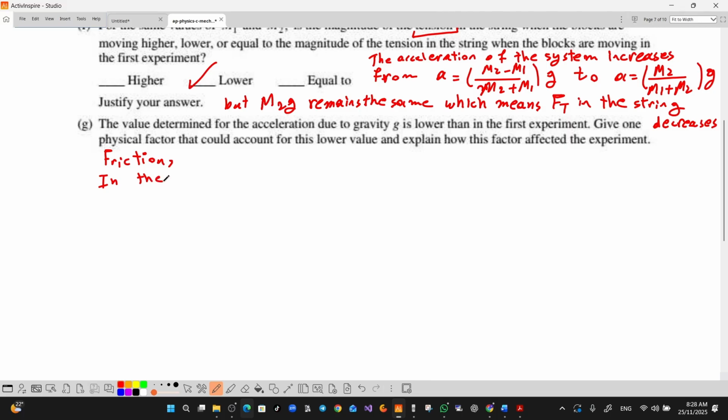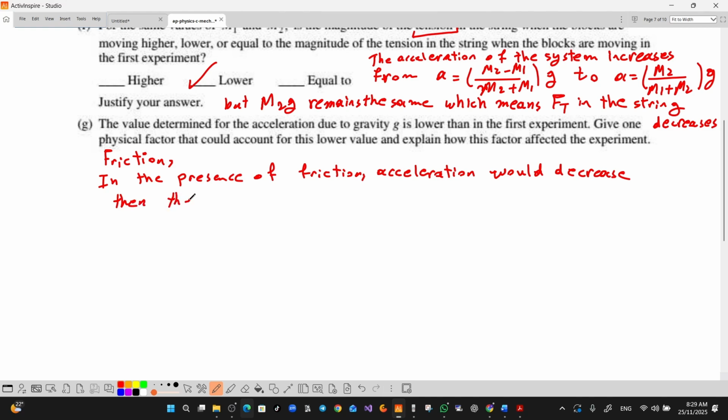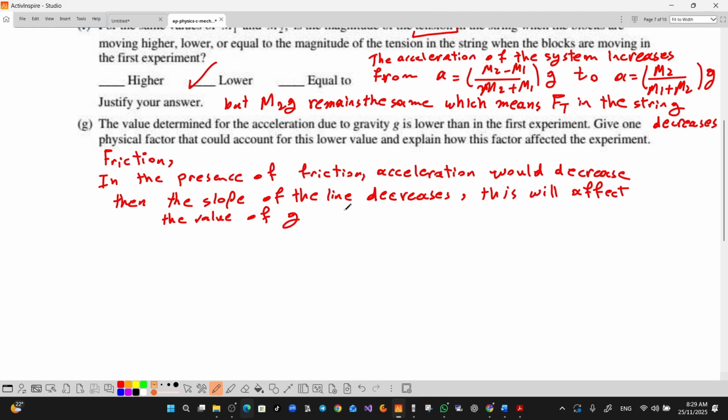In the presence of friction, acceleration would decrease, then the slope of the line decreases. This will affect the value of g calculated in the experiments.